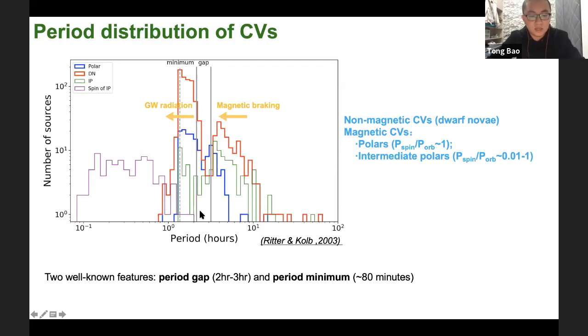So there exists a well-known feature named the period gap between 2 to 3 hours, within which the mass transfer was highly suppressed and fewer systems have been found. And also you can see from the sample distribution. And there's another feature called the period minimum around 80 minutes as a result of the donor star becoming degenerate due to the cumulative mass loss.